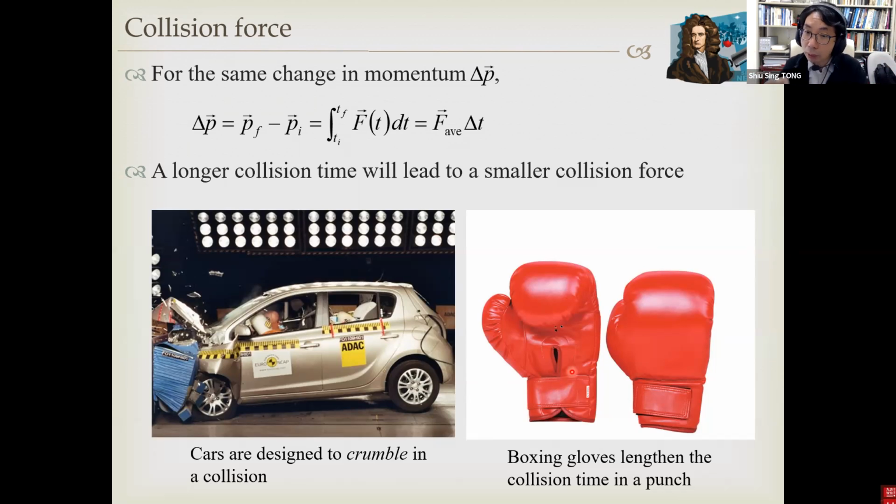Also, people wear boxing gloves when they play boxing. When you play boxing, you probably don't want your fist to hurt. You give your opponent a punch, and you probably don't want the punch to hurt your opponent so much. It's not a killing sport. So people wear boxing gloves to lengthen the collision time, so as to reduce the collision force. So that is the basic equation governing the collision time and collision force.